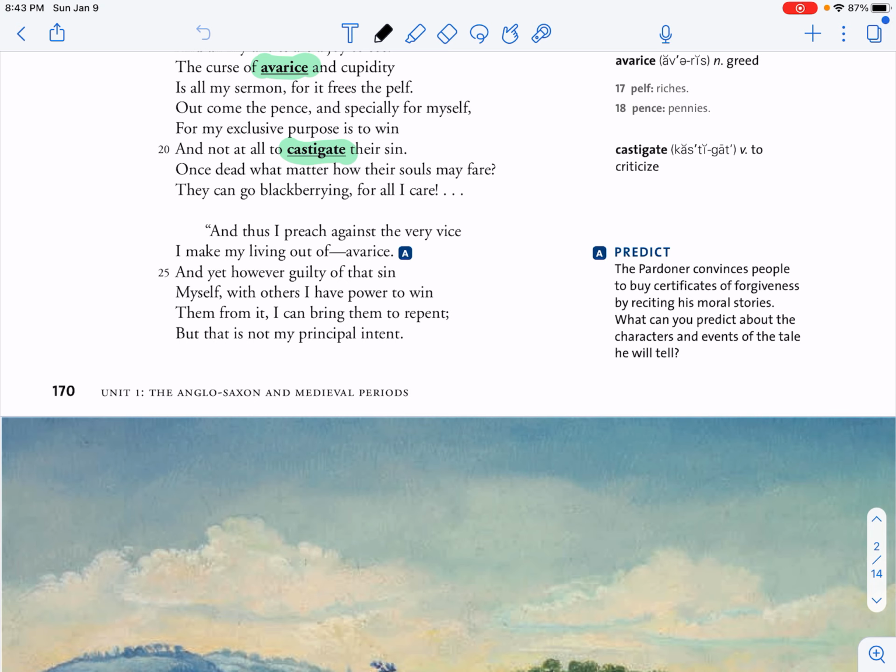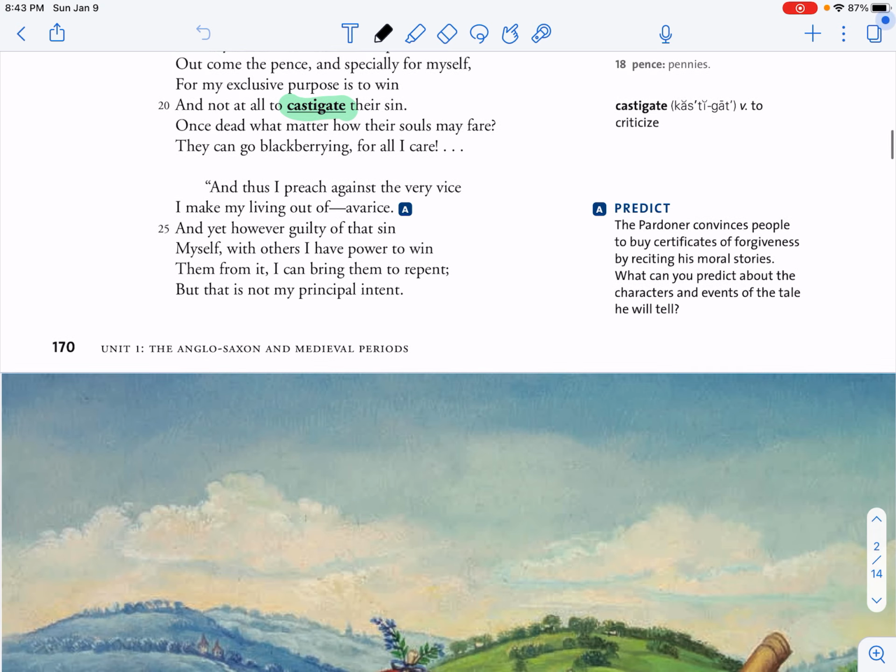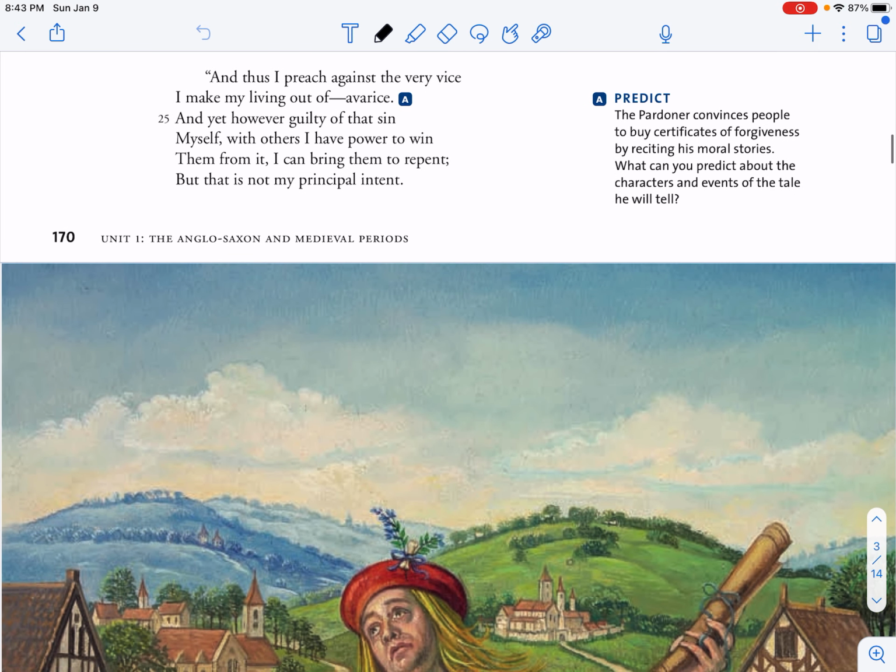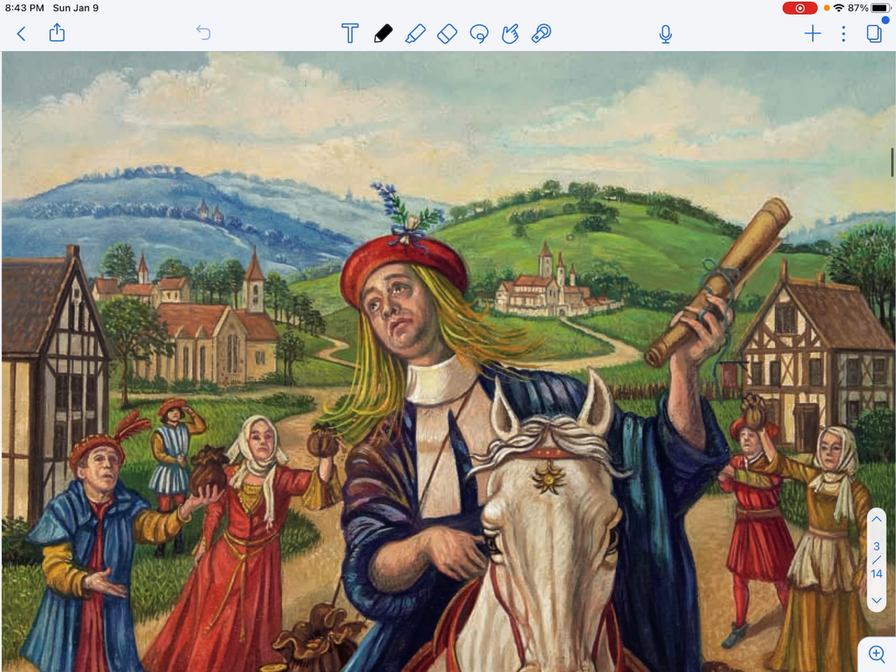Notice how the lines rhyme, right? Win, sin, fair, care, pelf, myself. And thus I preach against the very vice I make my living out of, avarice. And yet, however guilty of that sin myself, with others I have power to win them from it. I can bring them to repent, but that is not my principal intent.